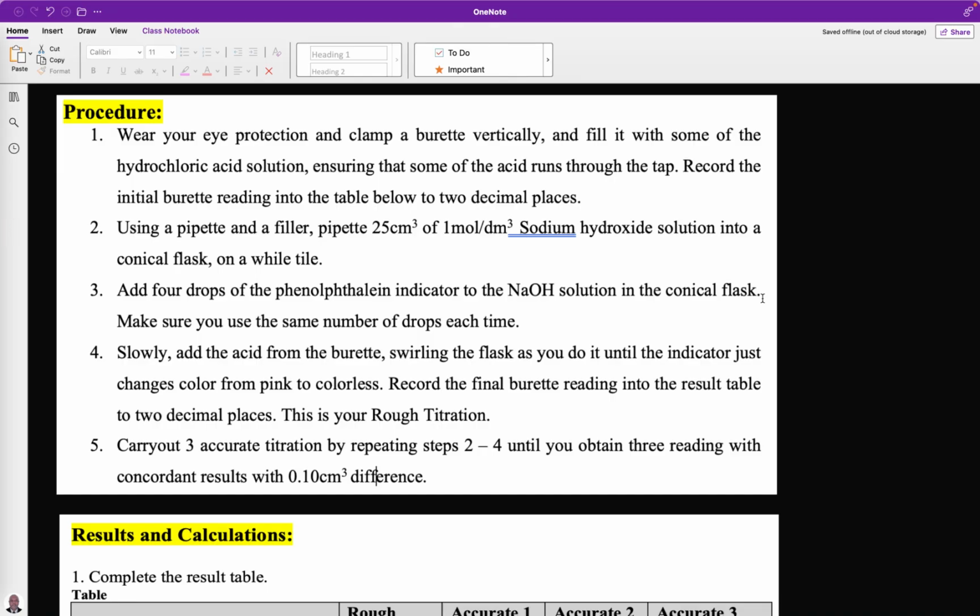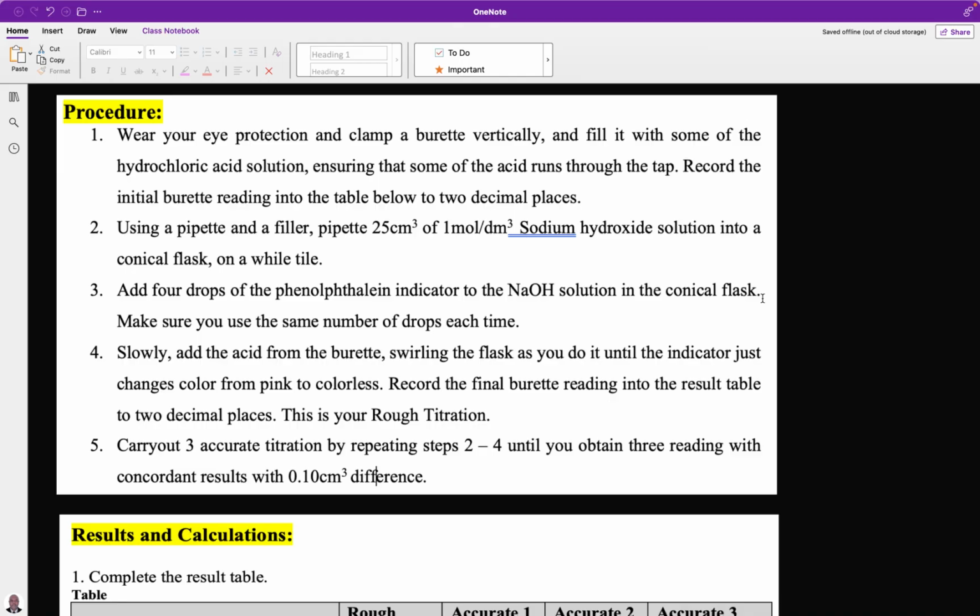Step number 2. Use a pipette and a pipette filler to pipette 25 cm cube of 1 mole per dm cube sodium hydroxide solution into a conical flask that is on a white tile. Step number 3. Add 4 drops of phenolphthalein indicator to the sodium hydroxide solution in the conical flask. Make sure you use the same number of drops each time.